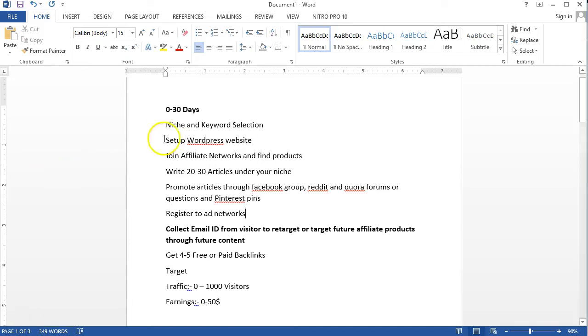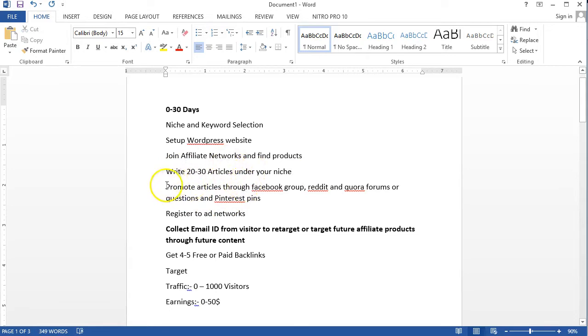So for the first 30 days, 0 to 30 days, the first step would be to go through those courses, as we have said: niche and keyword research and selection, then set up your WordPress website, and go and buy hosting and a domain from Bluehost. Join the different affiliate networks, Amazon, ClickBank, JVZoo, or whichever, Udemy, and find products based on your niche. Now within the first 30 days, write at least 20 to 30 articles under your niche with different keywords. You should focus on ranking 20 to 30 keywords.